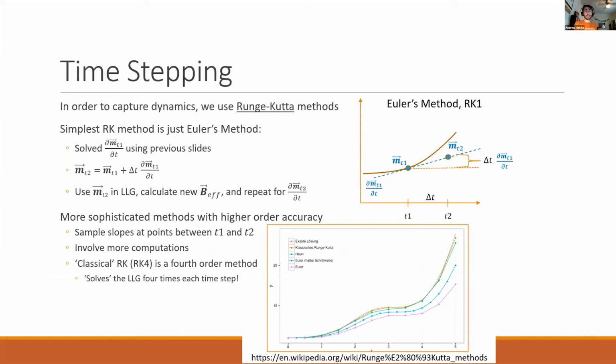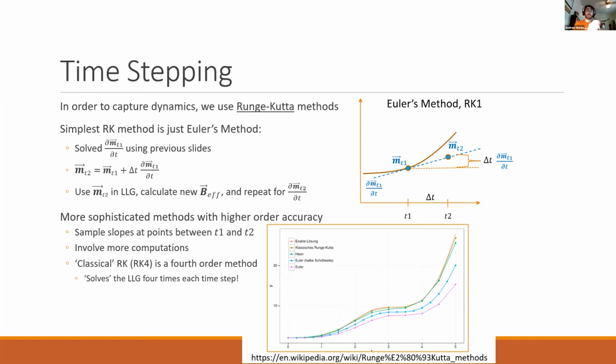Once we have solved the Landau-Lifshitz-Gilbert equation, everything we did gets us the solution at one point in time. So now we need to step forward. The nice thing about the Landau-Lifshitz-Gilbert equation is that we're solving for a slope, and so we can use that slope information to approximate the magnetization at the next step, and then again calculate the Landau-Lifshitz-Gilbert equation.